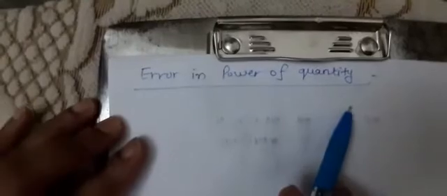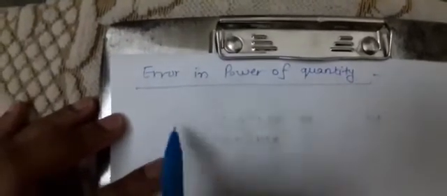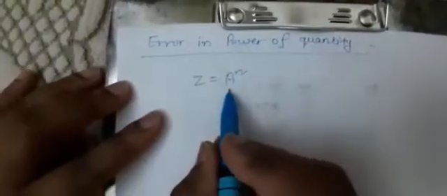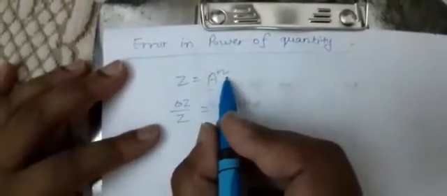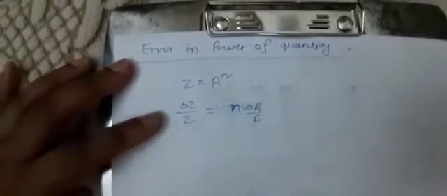Now, after this, next is error in power of the quantity. How can we understand it? See, if you have any quantity that is depending on A, but A raised to the power n, so here also we have to use the concept of fractional error. You have to find fractional error in Z, but the rule will be slightly different. Here A raised to the power n. So when you have to find relative error, in that case this power will come in multiplication. So n multiplied by del A upon A. This will be the rule which you have to learn.